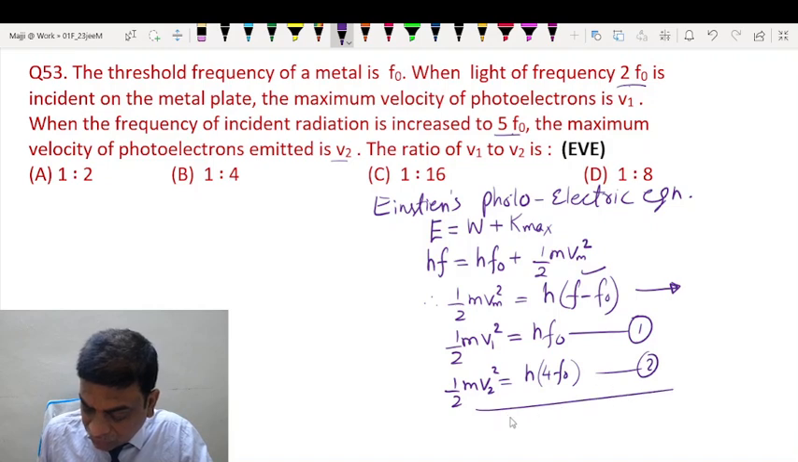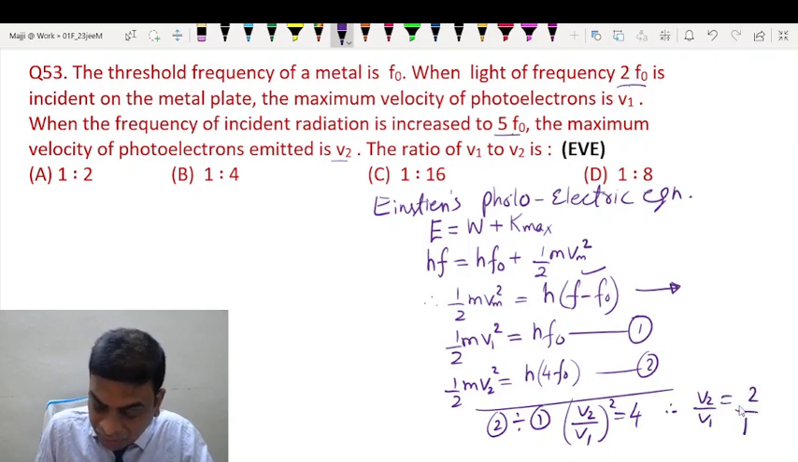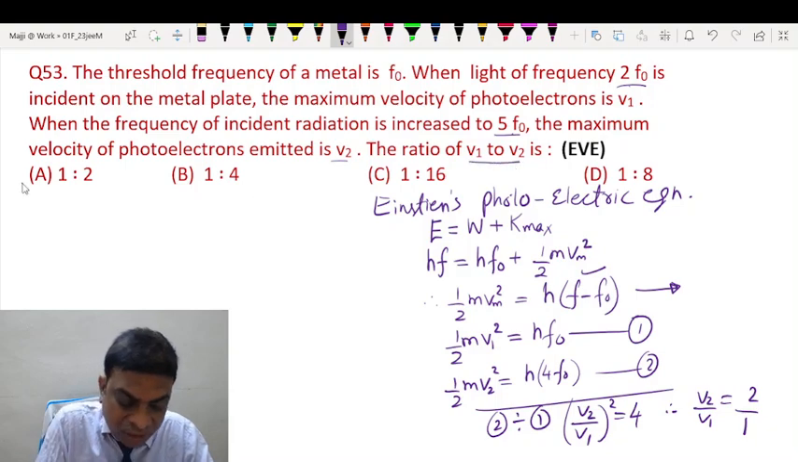So when you divide equation 2 by 1, we have (v2/v1)² equal to 4. Therefore, v2 by v1 is equal to 2 is to 1. So we have to find v1 by v2. So 1 is to 2 is the answer.